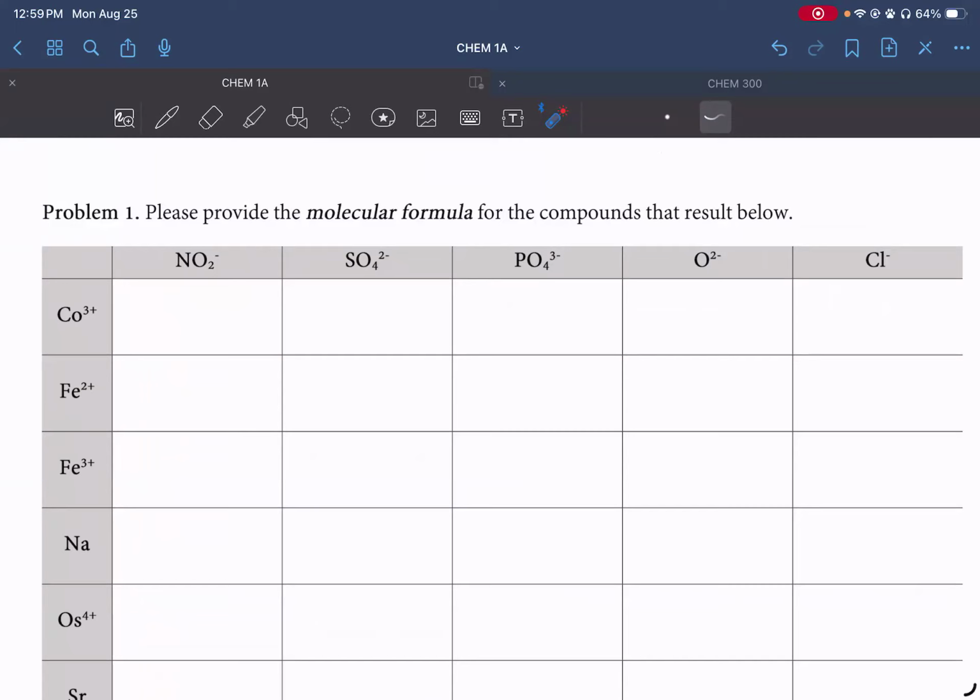Is there anyone that does not have a copy of this problem set? Speak now or forever hold your peace. I can grab it for you. You have an extra? Anyone else? Okay. I have an extra as well.